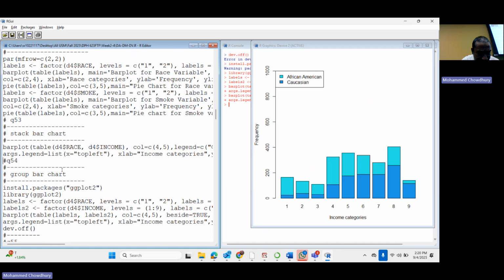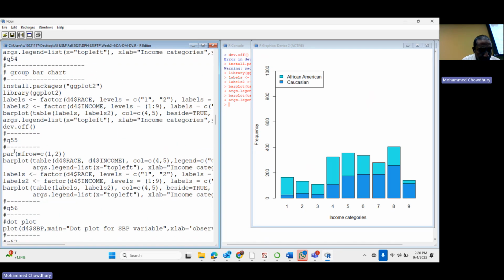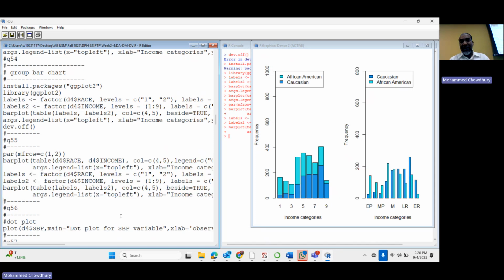Okay, after this, I have shown you both of them. Now I want to show them together. These are both of them side by side. One is the group bar chart and the other one is the stack bar chart. This is called the stack bar chart. This is called the group bar chart.